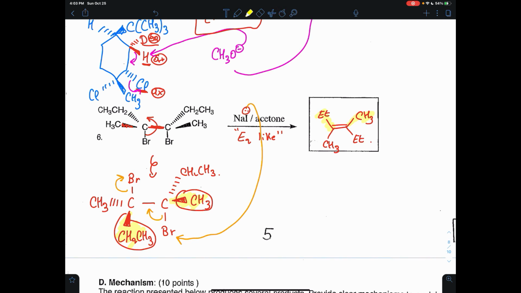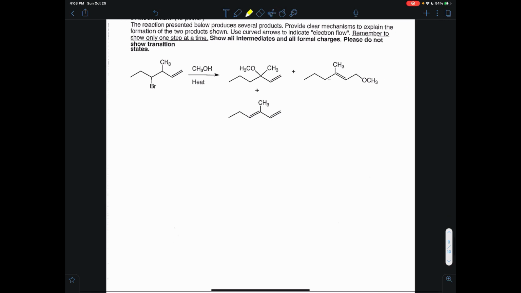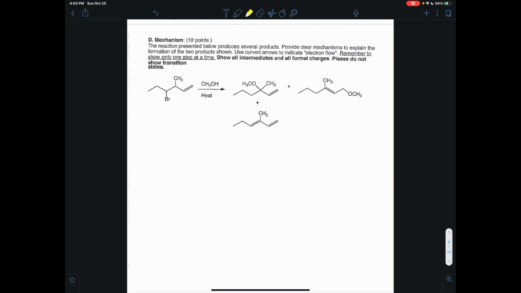Alright, so now moving on to mechanisms. This is one of the best parts of this test. This is the most fun. Usually in this part of the test, especially now as test 2, most of the time you're going to see SN1 and E1, just because there is actually a mechanism. SN2 is just a one-step process.